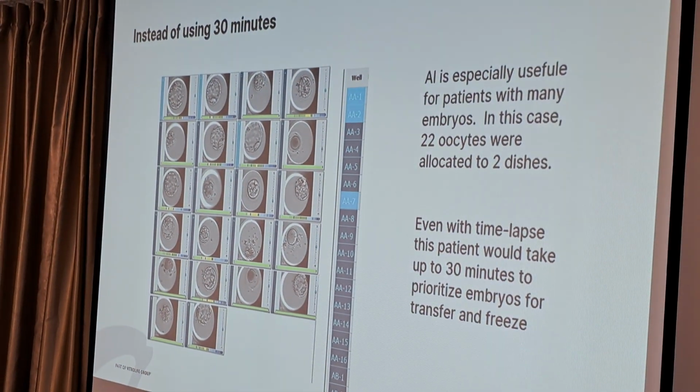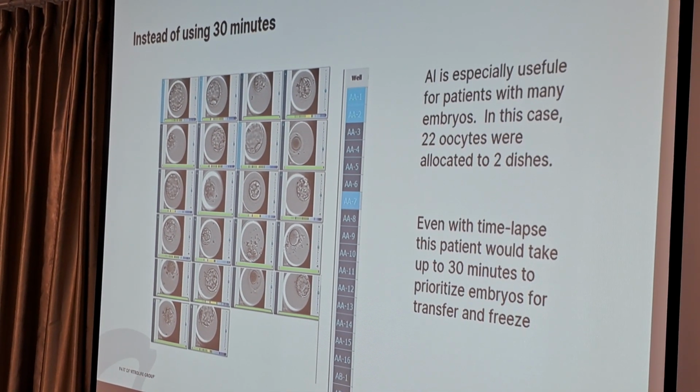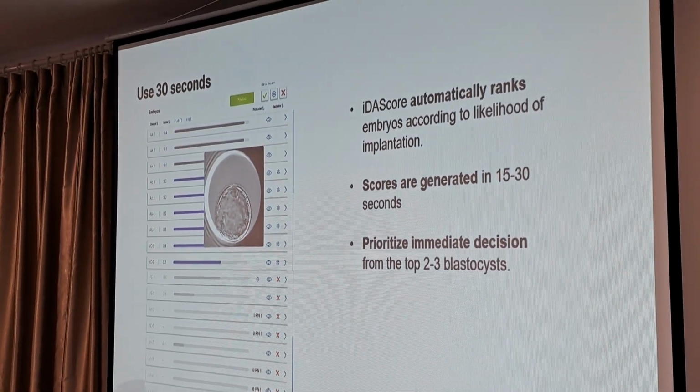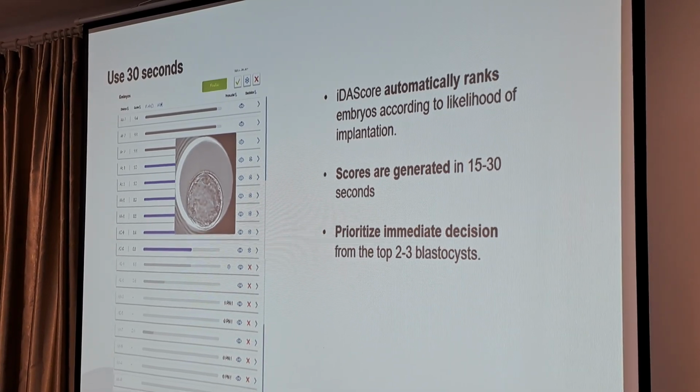We sometimes have patients with large numbers of oocytes, more than 20, and even by using time lapse, for instance in this case with 22 oocytes with 2 dishes, it can take a very long time. But by using iDAScore, your time is dramatically reduced. You can get down to about 30 seconds in order to do the same type of patient that has a large number of oocytes.